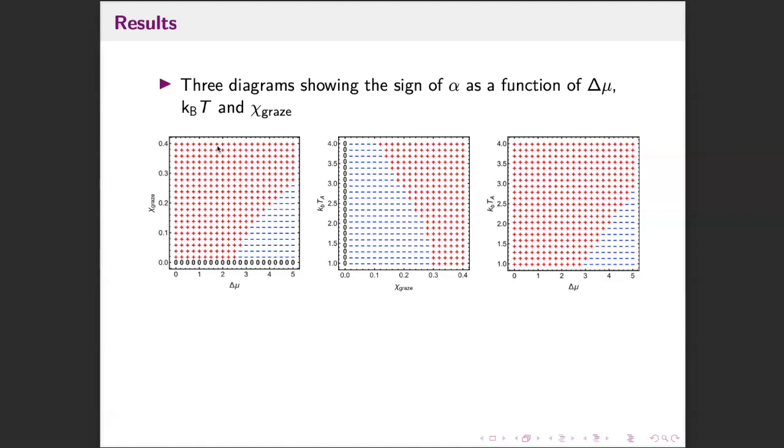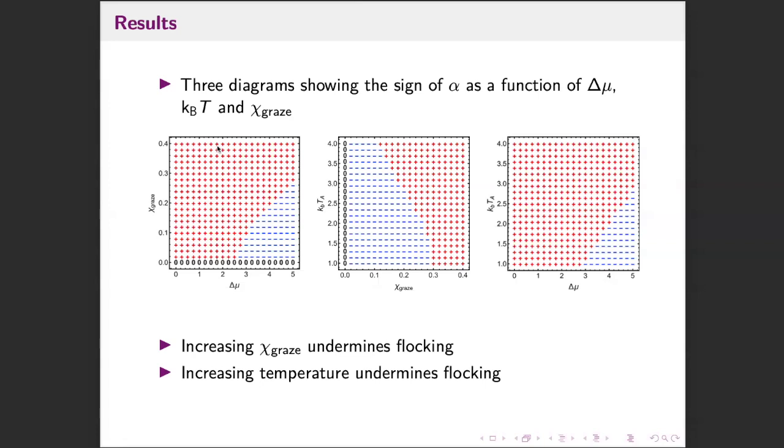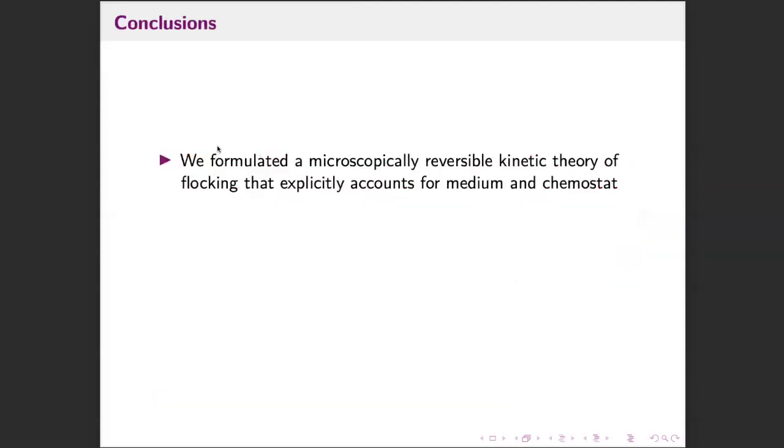So temperature, just like in the Vicsek model, is something that undermines flocking. But it's a very subtle relation, because in the Vicsek model, temperature is modeled as noise, whereas here temperature is just modeled as the distribution of particle velocities. But the same picture holds. So increasing the grazing angle undermines flocking, increasing temperature undermines flocking, and increasing the chemostat enhances flocking. Yes, that was what I wanted to say.